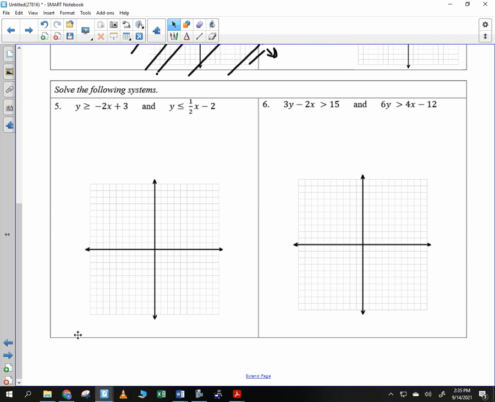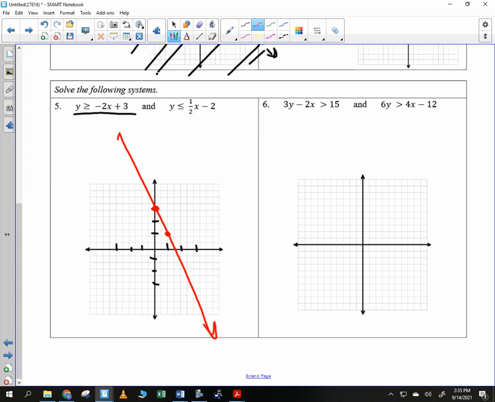What's different about this one? There's 2. So we're going to shade the overlapping region. I start with this right here. I'm going to plot positive 3. And I use my slope, down 2 and over 1. Solid or dashed? Do I shade above or below? I shade here. Y is greater than. I shade above that line.